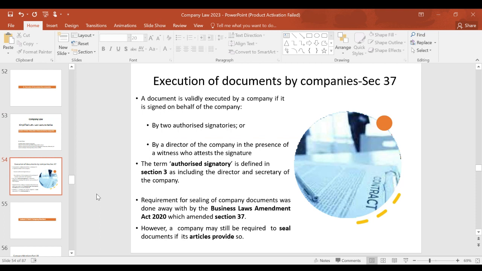Now, under the Business Laws Amendment Act of 2020, there has been an amendment of Section 7 of the Companies Act, which required the sealing of the company's documents. Such requirement has now been modified, and companies incorporated in Kenya are no longer required to seal their documents. However, in the event that the articles of association of that particular company provide for sealing of the company's documents, then they must be sealed.